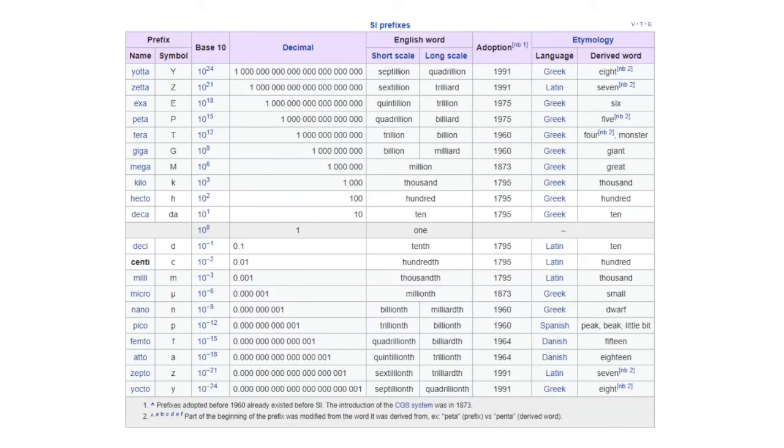Here we have a table with all the prefixes and their values that can be found easily on Wikipedia. But I recommend that you learn some of these, especially those that are close to the meter.